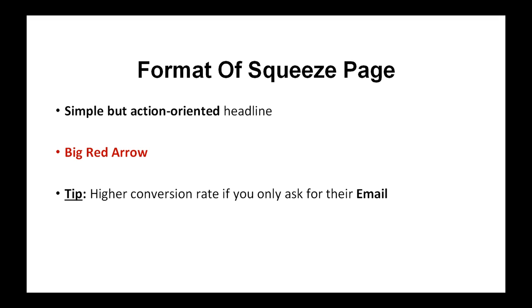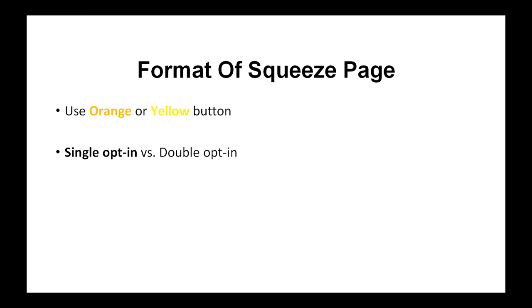It has been tested that if you only ask for their email instead of a name and email, it results in a higher conversion rate. Here's a small reminder for the opt-in form. Use an orange or yellow button. It's proven to create higher conversion rates as well. Don't use other colors. It's the same reason, to increase the conversion rate. Use single opt-in instead of double opt-in. That's what I learned from my experience throughout the years.